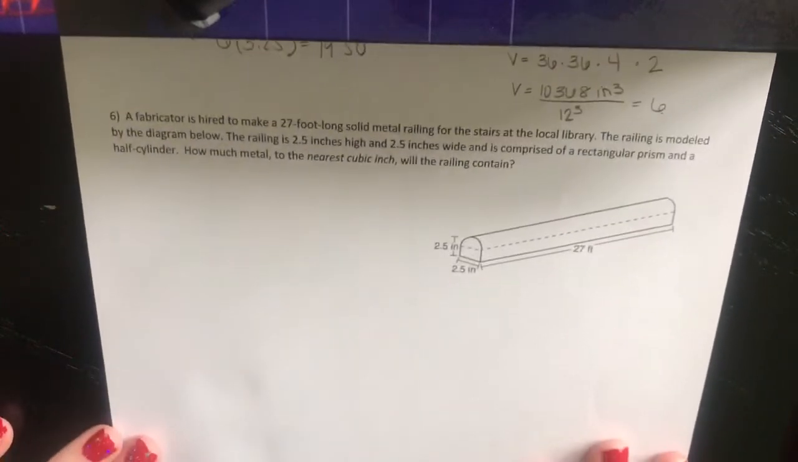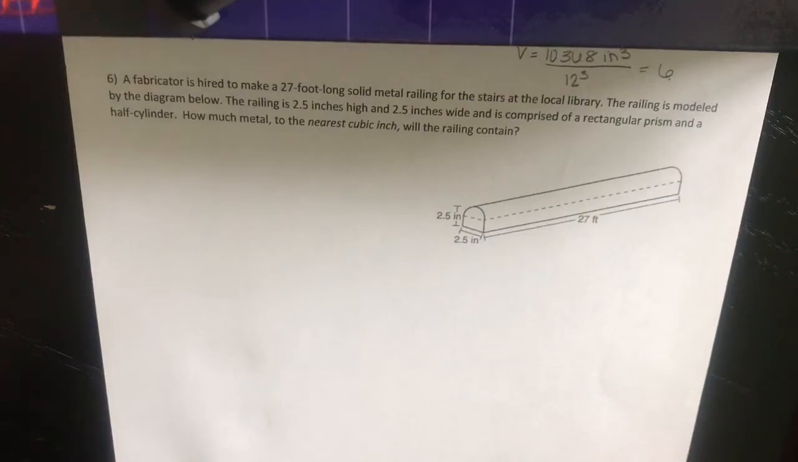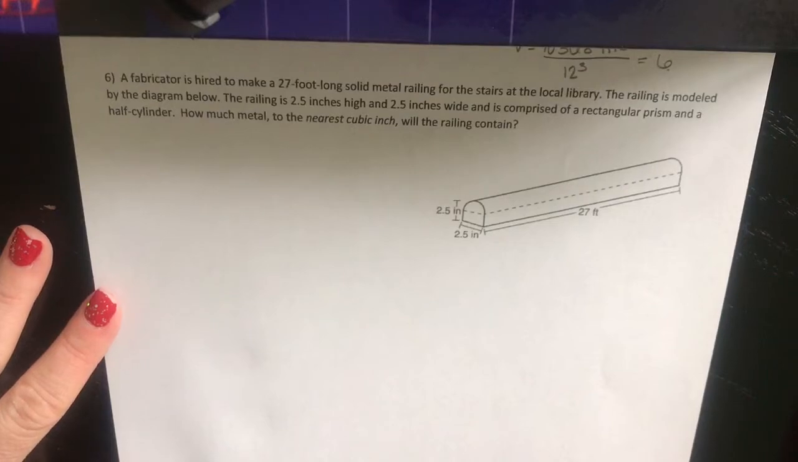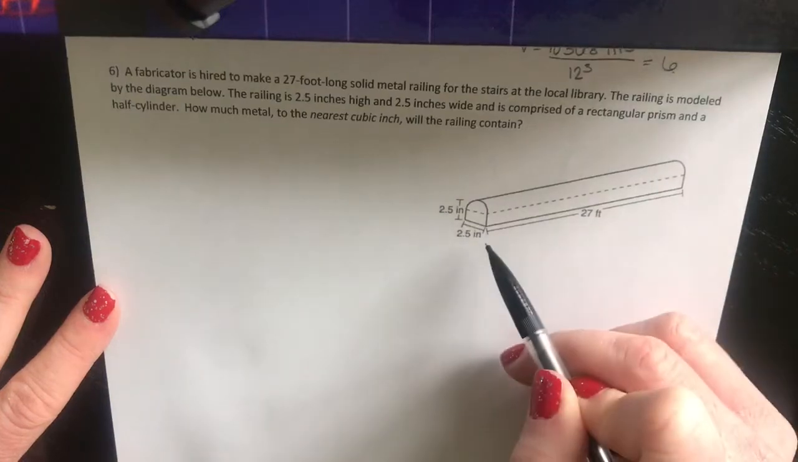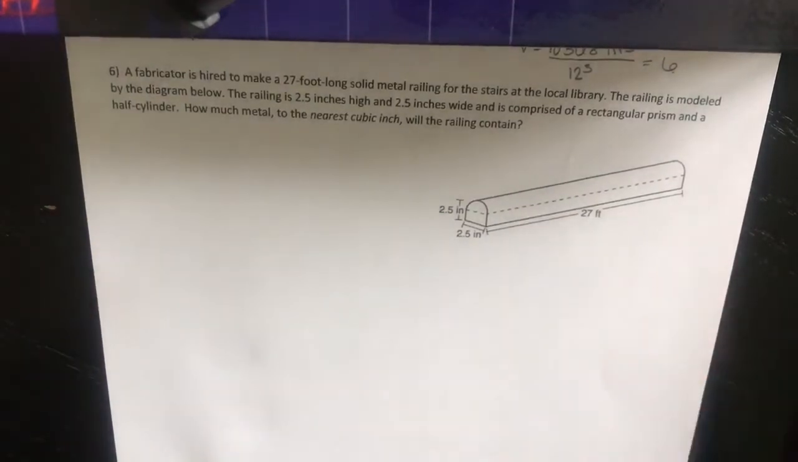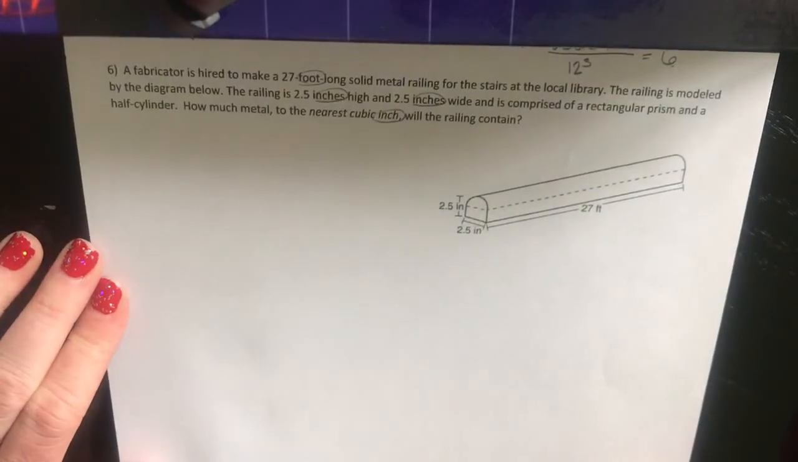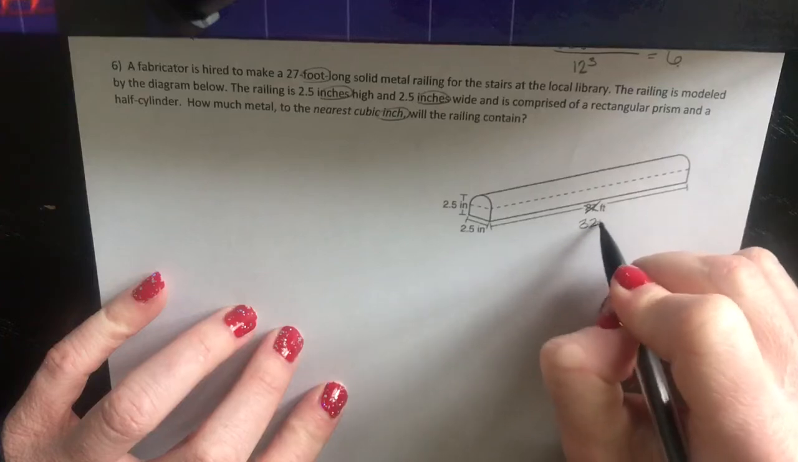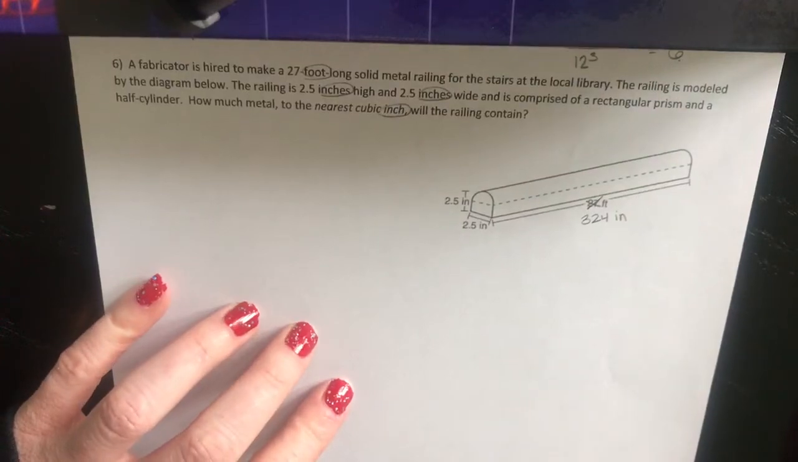All right, and our last one is right here. A fabricator is hired to make a 27-foot long metal railing for his stairs at a local library. The railing is modeled by the diagram below. The railing itself is 2.5 inches high by 2.5 inches wide, and then it's 27 feet long. So what we're gonna do is, right off the bat, I see foot, I see inches, inches. My answer is supposed to be in inches. So I'm gonna change this 27 feet to 324 inches. I did that by doing 27 times 12. So now everything's in the same unit.